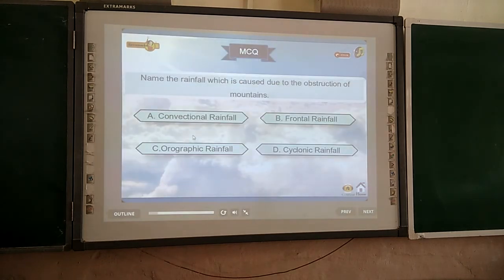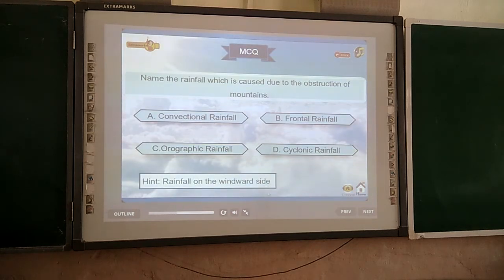Test yourself. Name the rainfall which is caused due to the obstruction of mountains. The options are A. Convectional rainfall, B. Frontal rainfall, C. Orographic rainfall, and D. Cyclonic rainfall. The answer is orographic rainfall.